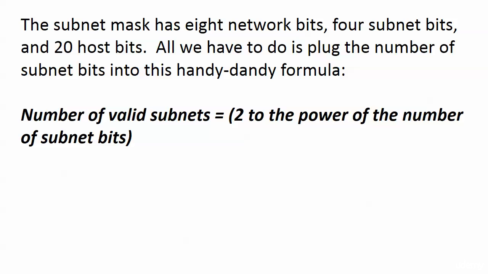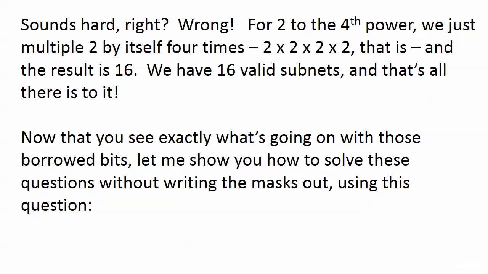Now again, if you hear 4th power or 5th power, it's like, oh, that sounds complicated. It's not. For 2 to the 4th power, all you're doing is multiplying 2 by itself 4 times. It's 2 times 2 times 2 times 2. The result is 16, because 2 times 2 is 4, 4 times 2 is 8, 8 times 2, 16. That's it. We have 16 valid subnets, and that's all there is to it.